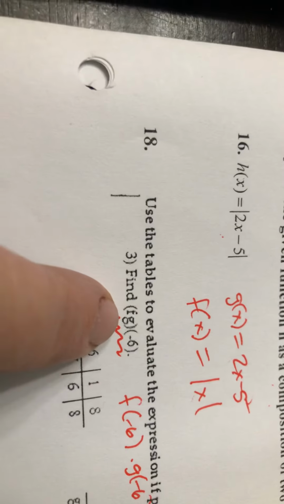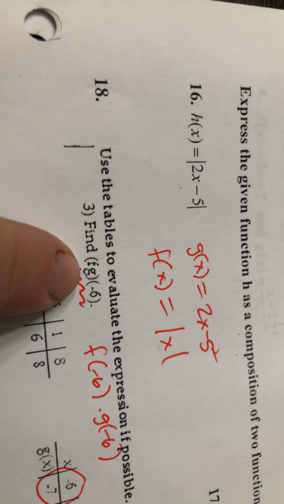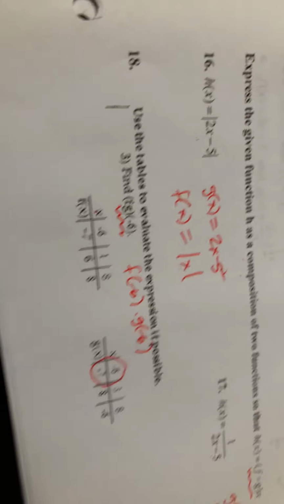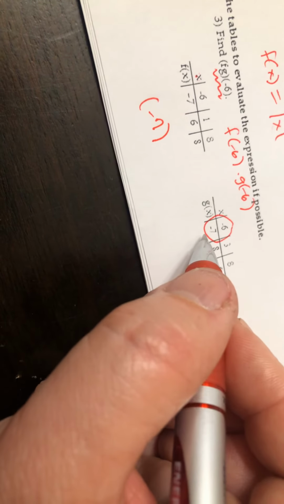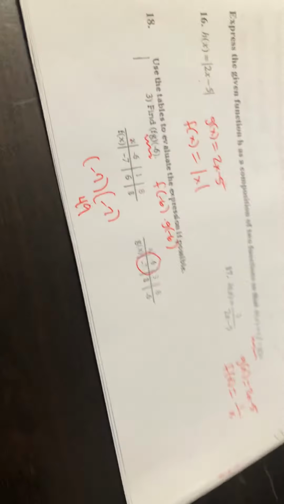Okay, so that does not say f of g of x. That is multiplication. So we're going to find f of negative 6, which is negative 7, and we're going to find g of negative 6, which is negative 7. So that means the product is 49.